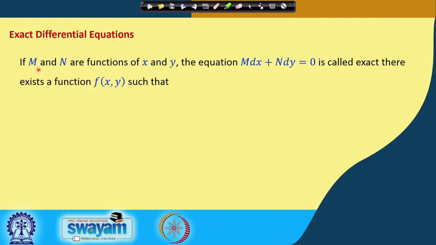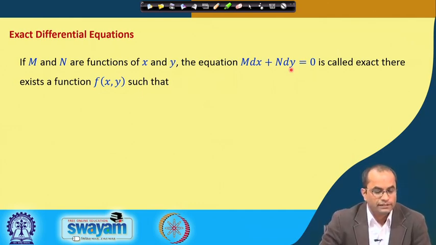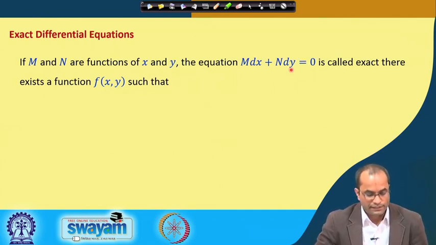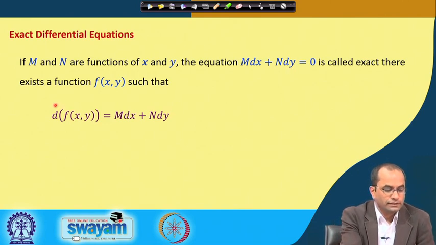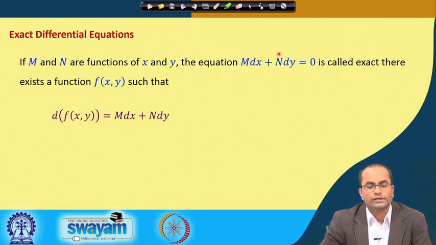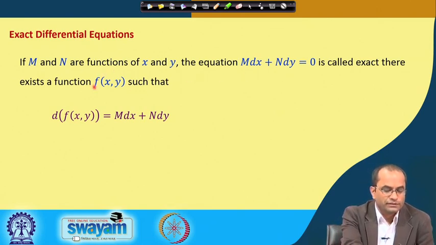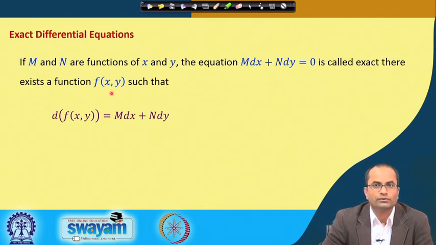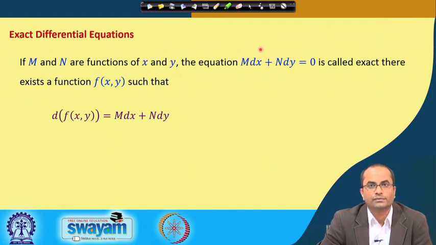If M and N are functions of x and y, then this equation M dx plus N dy is called exact if there exists a function f(x, y) such that the differential of this function df(x, y) is equal to exactly the left hand side of the differential equation, M dx plus N dy. So, if there exists a function f(x, y), a function of two variables, whose differential is exactly this M dx plus N dy.